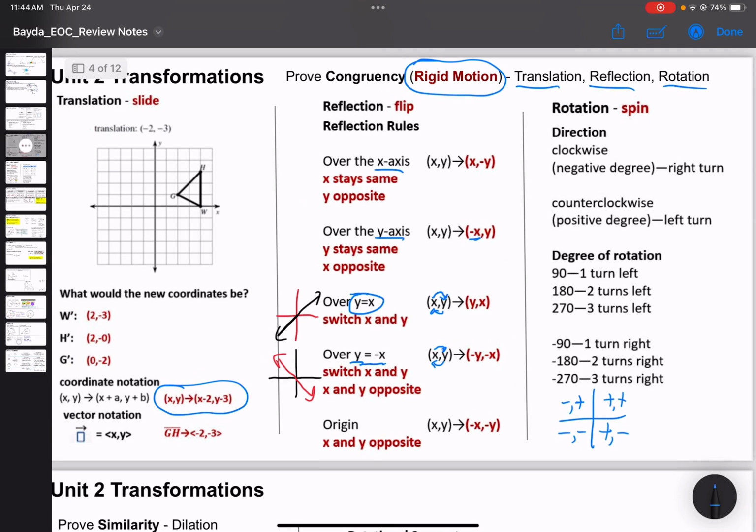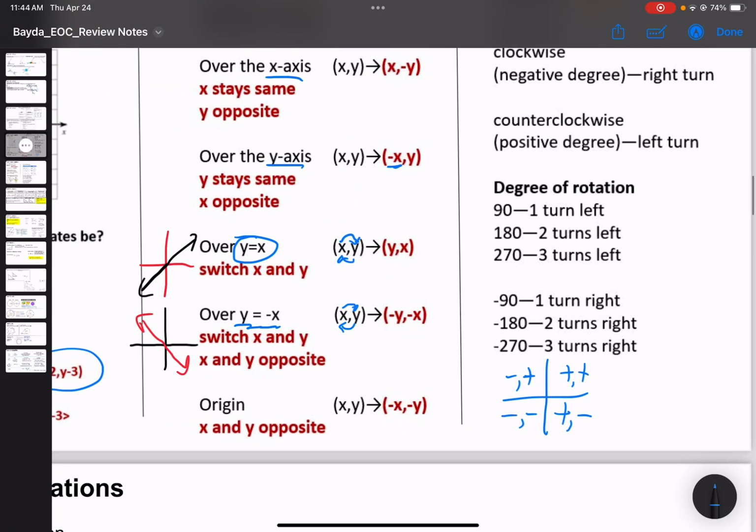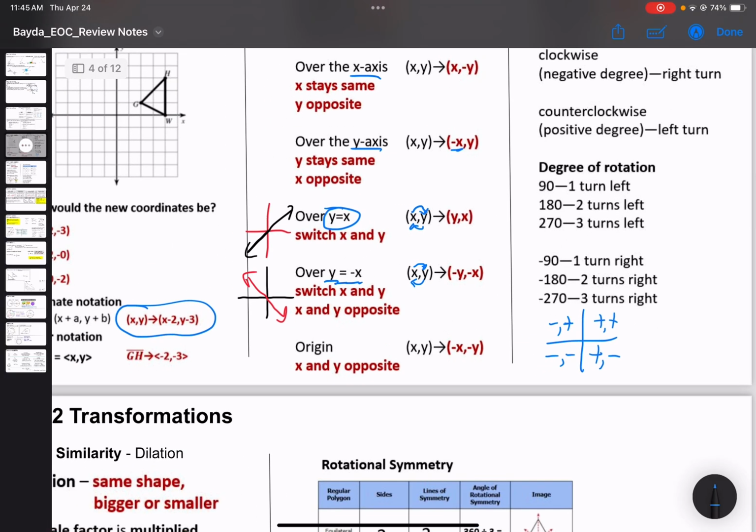For your rotations, you got to remember you're always supposed to go counterclockwise unless they tell you to. And then knowing the signs in each quadrant will help you out a lot, because if you go 180, you just change both signs. For 90 and 270, swap where x and y are at, figure out where you will land on the graph, and that will give you your signs.